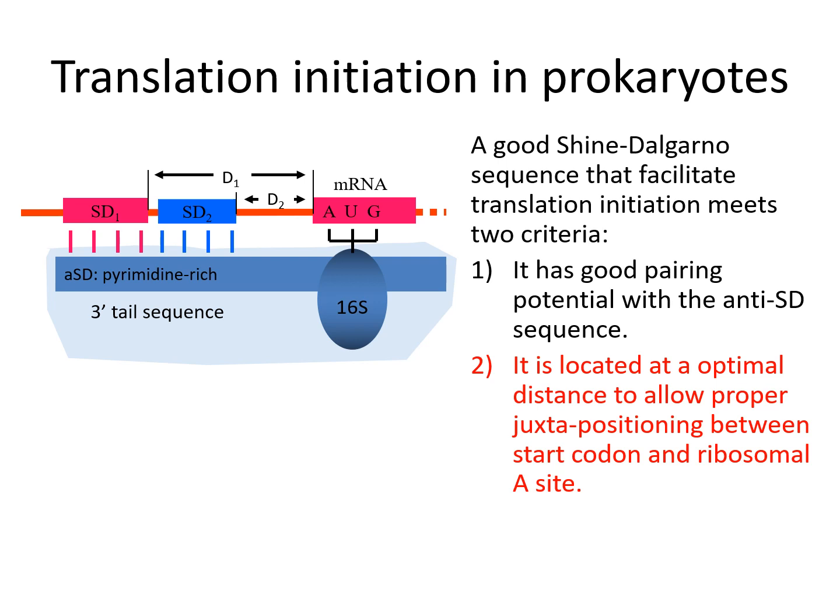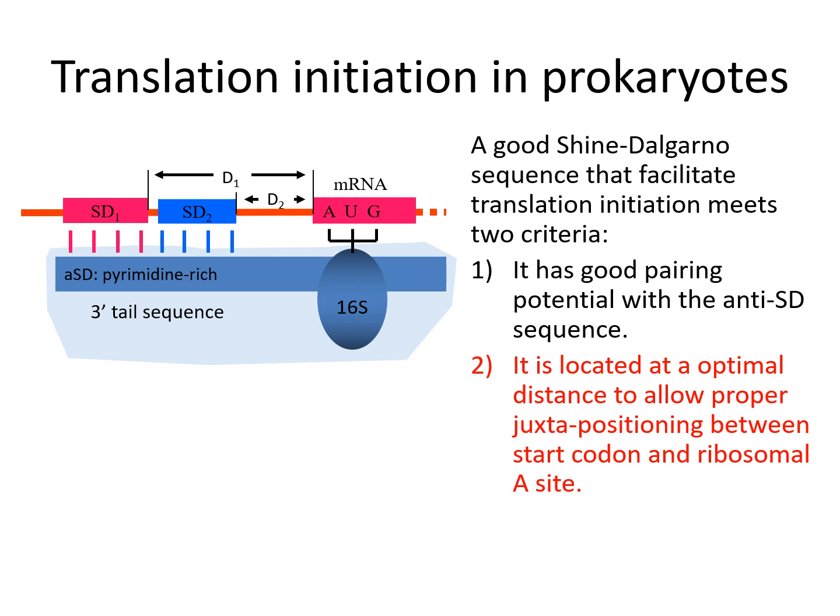The SD motif pairs with the anti-SD motif that is located at the 3' end of the 16S ribosomal RNA. This pairing does two things. First, it facilitates the recruitment of the ribosome to the mRNA. Second, the specific pairing between SD and anti-SD sequence allows for the proper juxtapositioning between the start codon and the active A site on the ribosome.